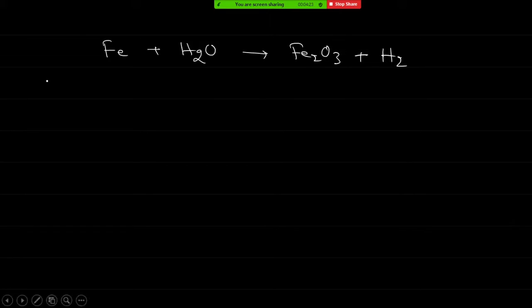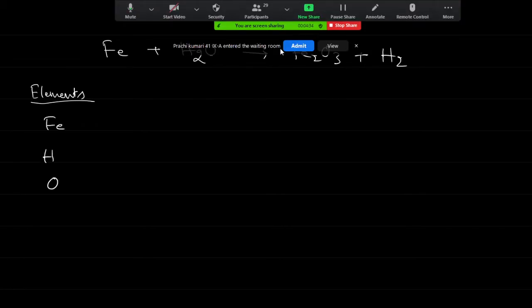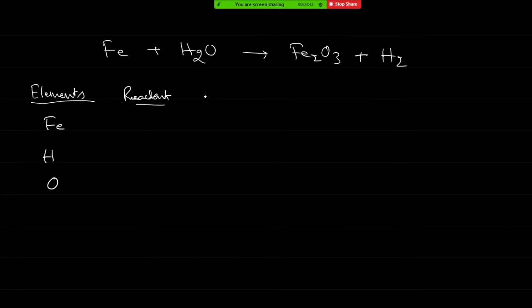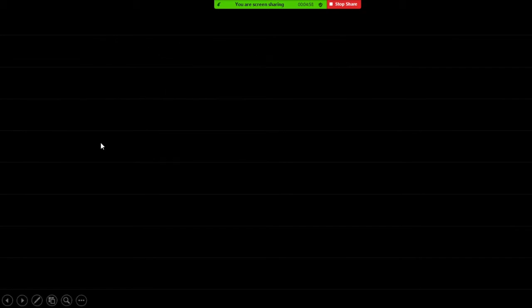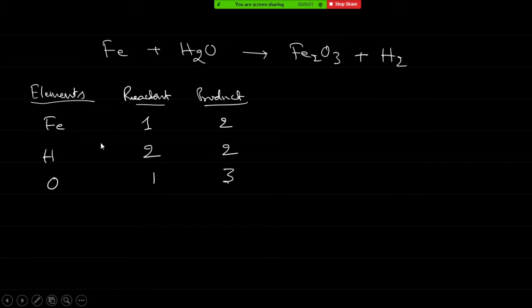So all of you remember that first we will write the name of the elements. Here we have the iron, hydrogen and oxygen, on the reactant side and the product side. So number of iron atoms are 1, here there are 2, here hydrogens are 2, here also hydrogens are 2, oxygen is 1, oxygen is 3. So first we will write in this way. After that we will start to balance the equation.